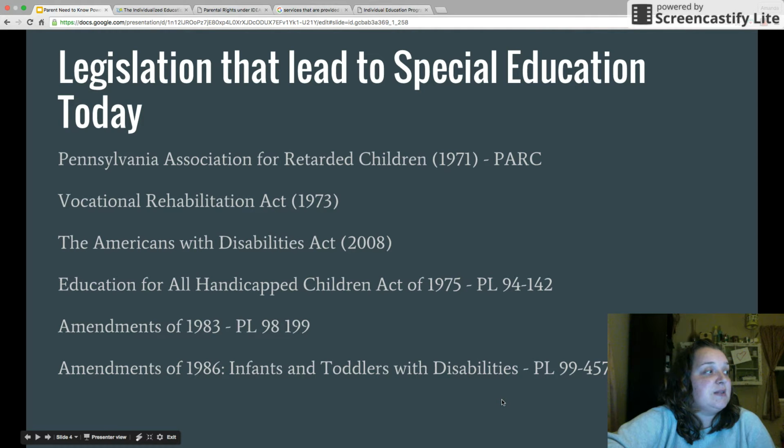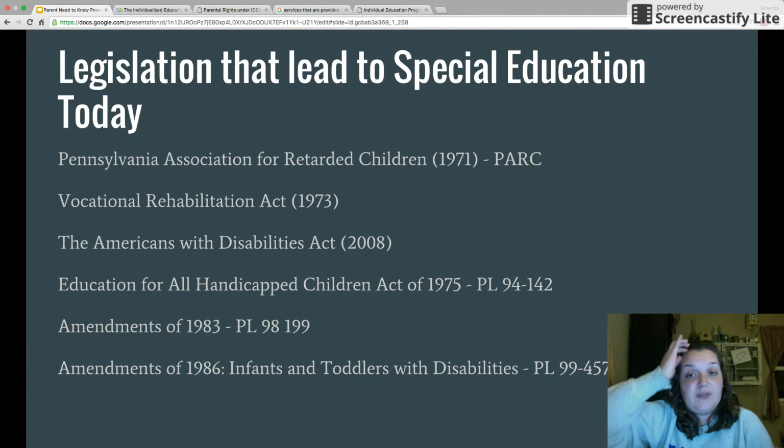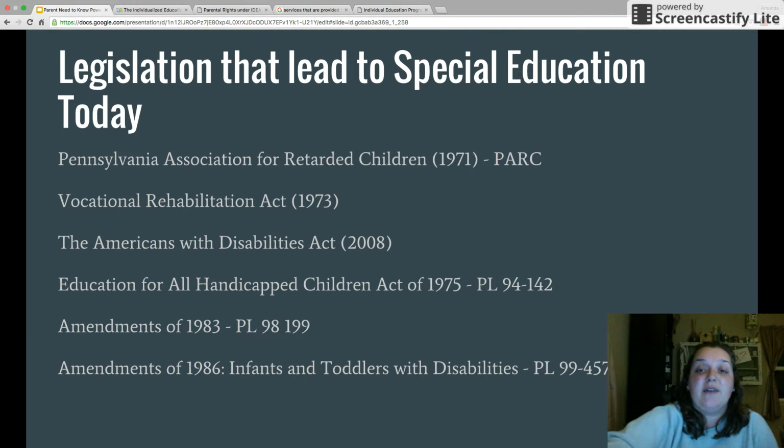The Americans with Disabilities Act designated child care centers as public accommodations, which must be available to all who desire and use them. So if your child has any disability, just like the Vocational Rehabilitation Act, the school must provide the services to your child.